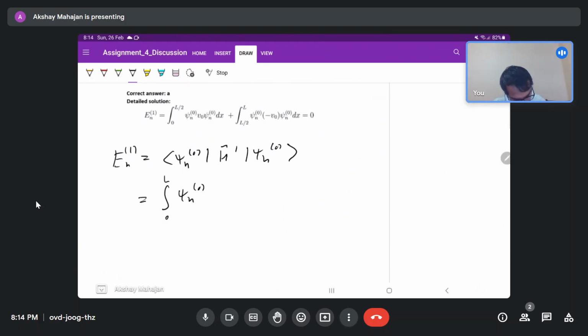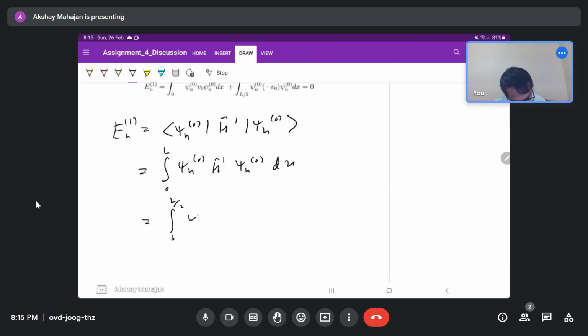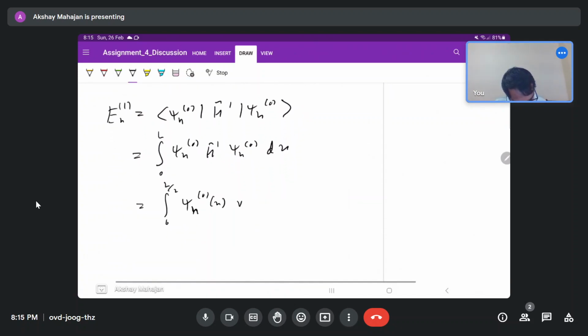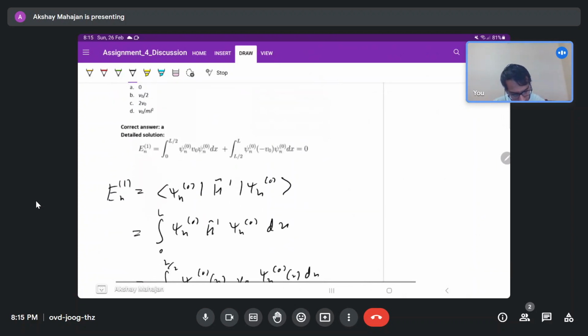Okay, so psi of 0, you have a potential, you have your H cap prime psi of 0 dx. As given by the definition, from 0 to L by 2 it will be integral of psi 0 of x times V0 psi 0 of x dx, plus integration from L by 2 to L of psi 0 of x times minus V0 psi 0 of x dx, and that will be 0, and that is what is given here.